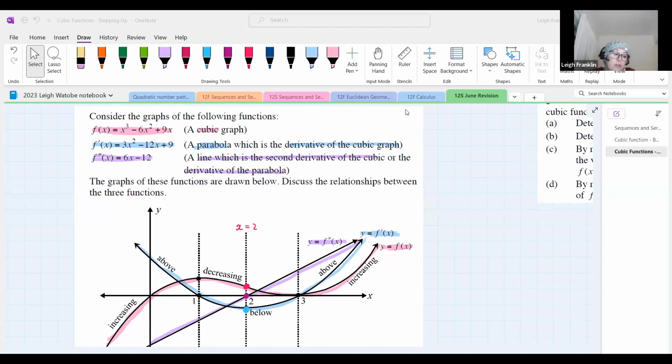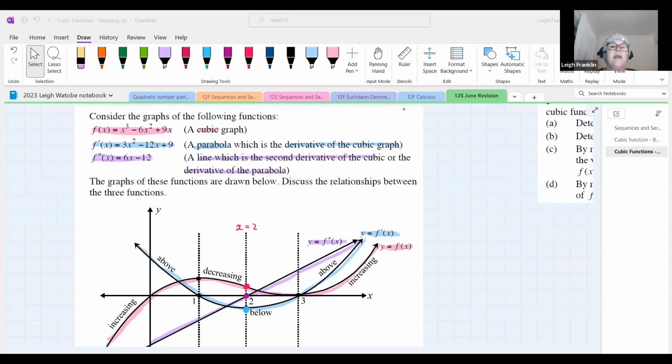Okay, so for every cubic and its first derivative and its second derivative, the x-coordinate at the point of inflection is the same x-coordinate at the turning point on the parabola, and is the same as the x-intercept on your second derivative.